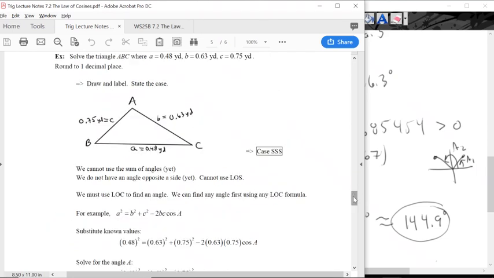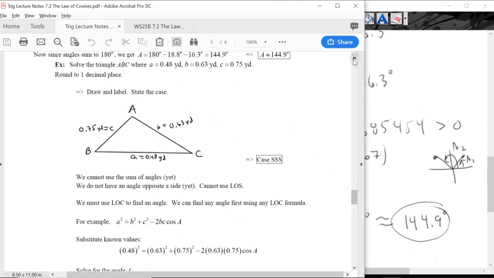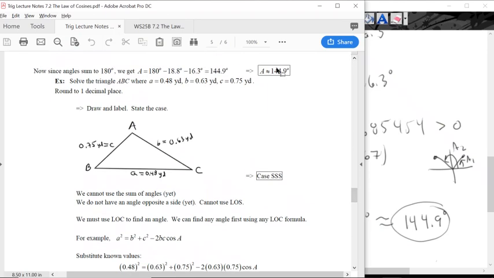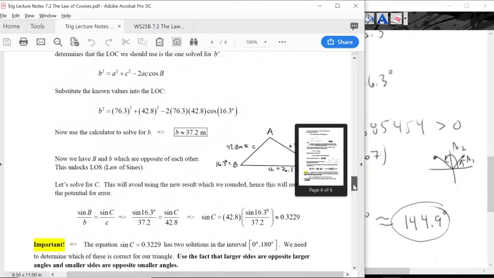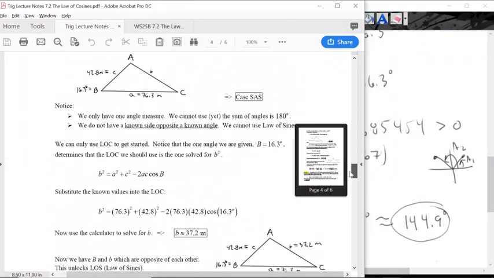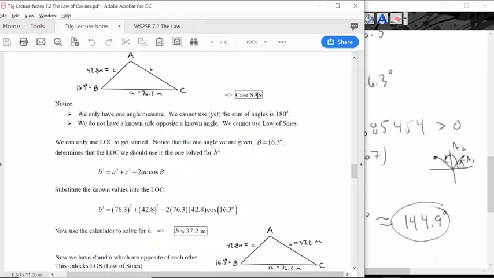Okay, so we would have the three angle measures and the three side lengths as well at that point. Right? This jumped onto the next page. Angle A was 144.9 degrees. Okay. All right, so that again was a side angle side case, whereby we used the law of cosines to find the missing side, then we used the law of sines to find a missing angle, and then we were able to find the last angle by using the fact that the sum of the angles had to be 180 degrees. That was the side angle side case.